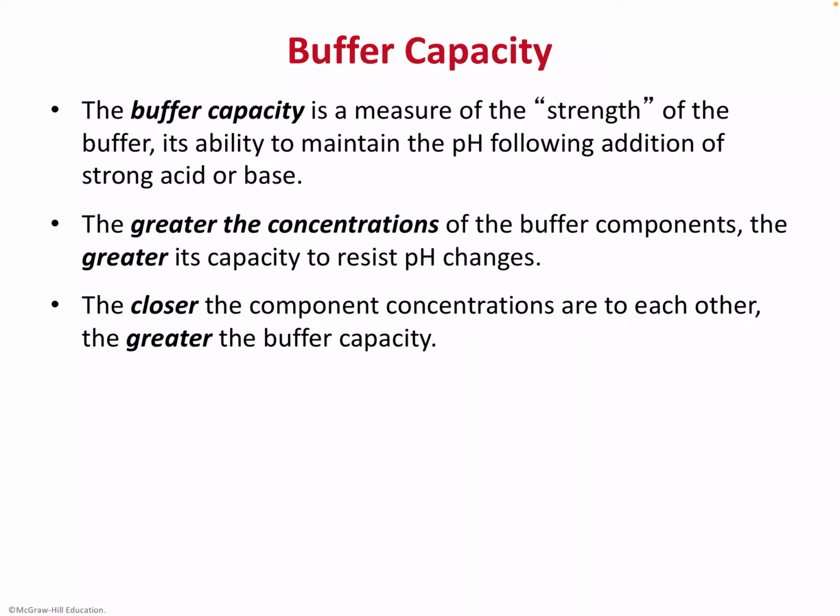The greater the concentrations of the buffer components, the greater its capacity to resist pH changes. So if you make a buffer system with higher concentrations, it can have a higher buffer capacity. Another thing is the closer the component concentrations are to each other, the greater the buffer capacity. Basically, if you have the same or similar concentrations, even if they are not identical, that also gives a greater buffer capacity.